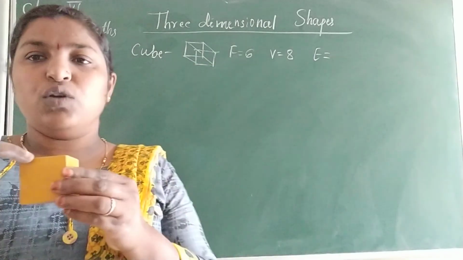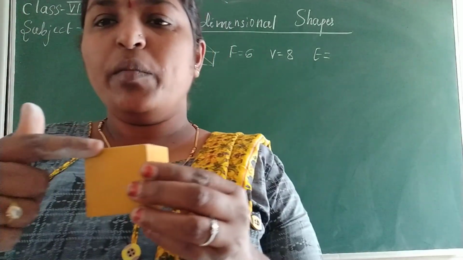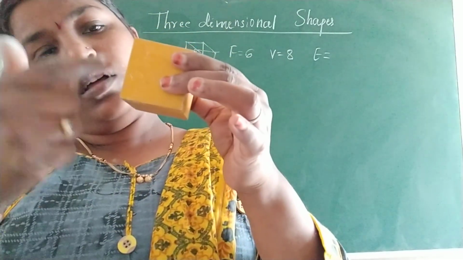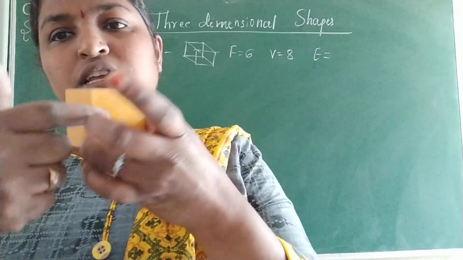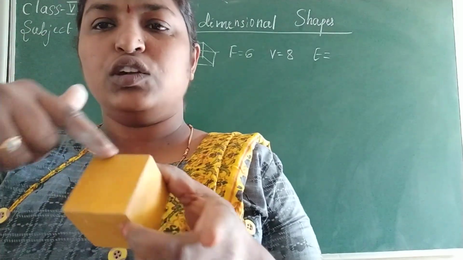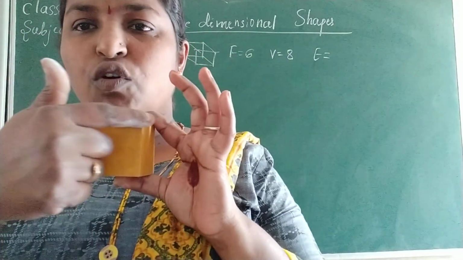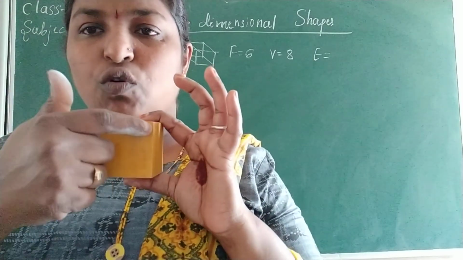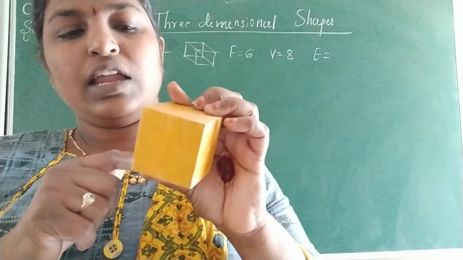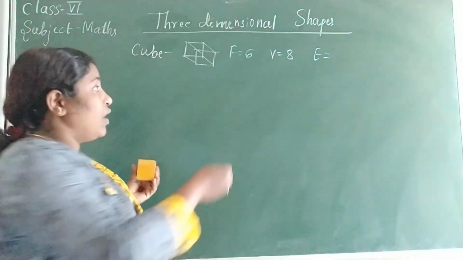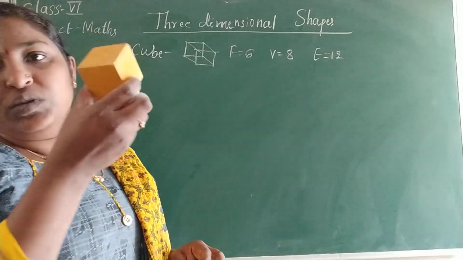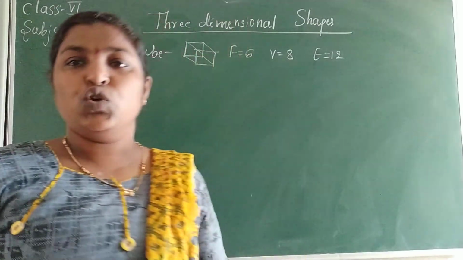Then edges. Edges means dandegalu. So how many edges? Here 1, 2, 3, 4, 5, 6, 7, 8, 9, 10, 11, 12. See here 4 edges: 1, 2, 3, 4. Then here 5, 6, 7, 8, 9, 10, 11, 12. So there are 12 edges in a cube.